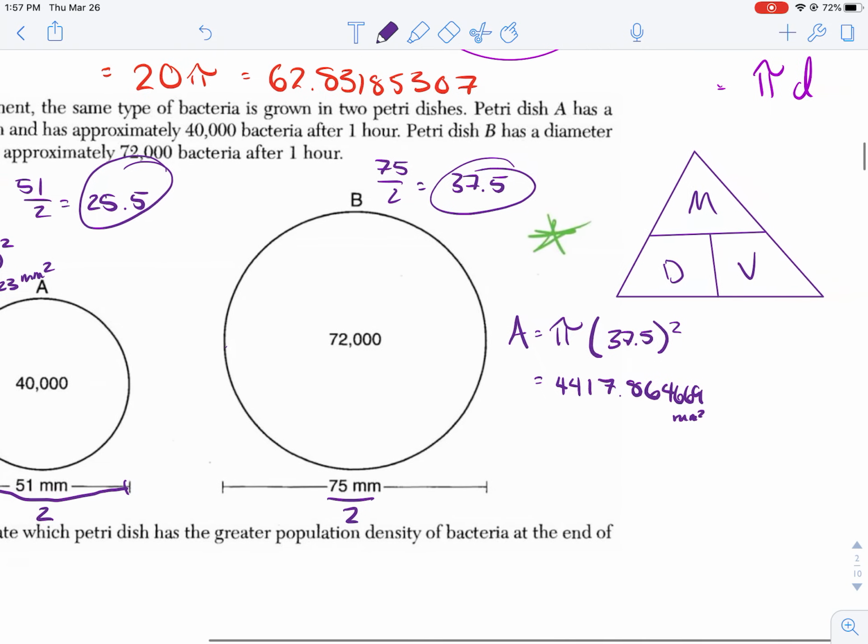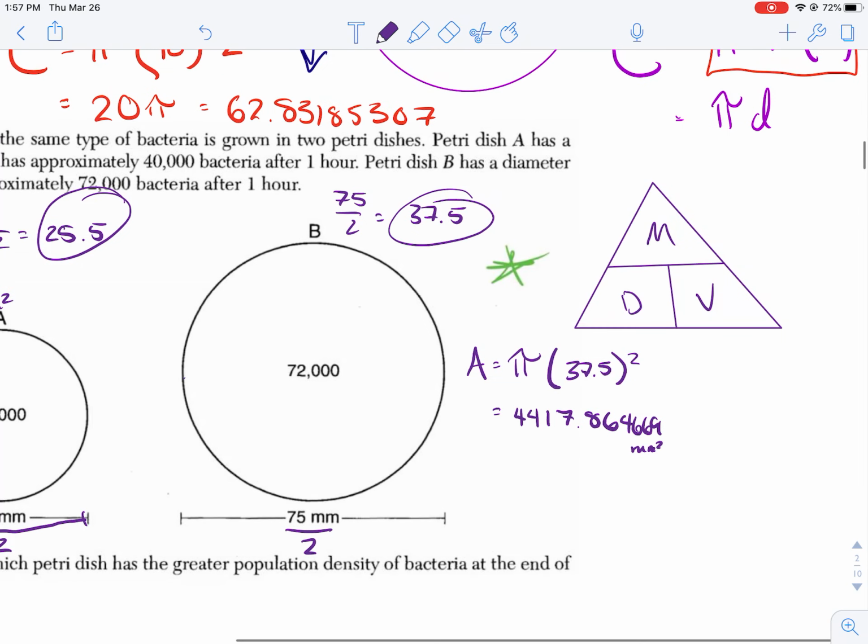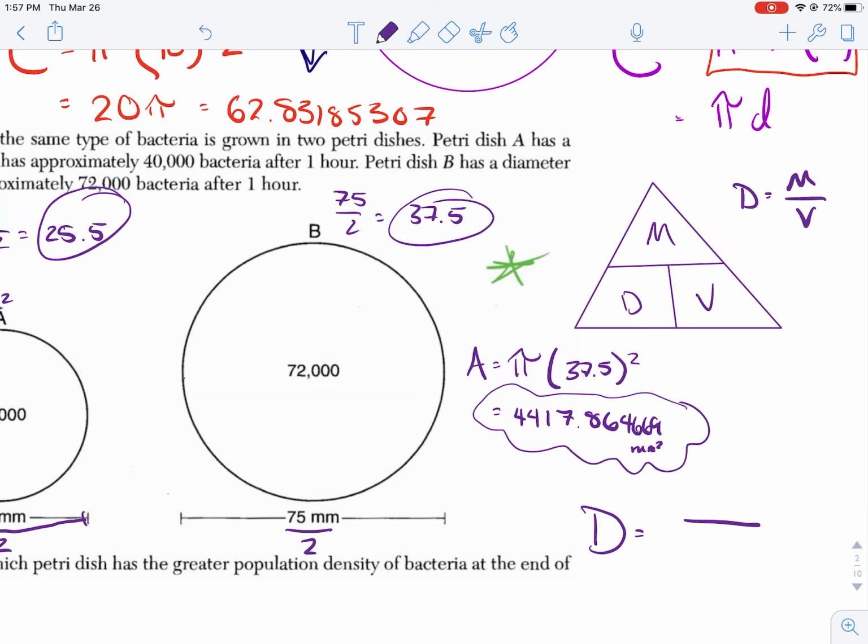Think about it like this. Let's go back to our equation over here. To find the density, it's mass divided by volume. We don't really have a volume here, but we do have the area. What else they've given us, you want to think about it kind of like the mass, a mass of people, if you will. Sometimes they have population. In this case, it's bacteria, and our mass is 72,000 bacteria.